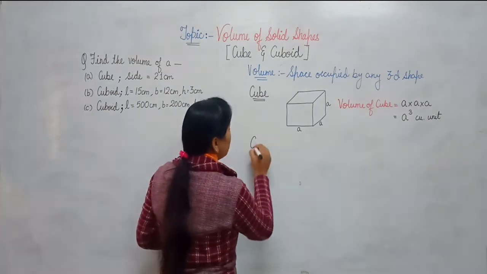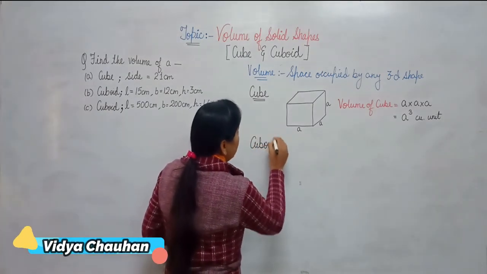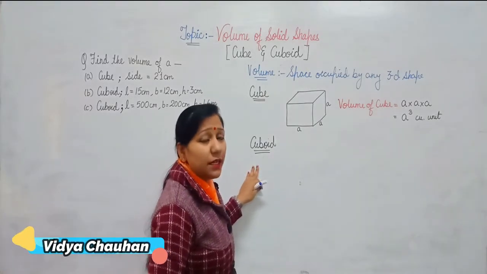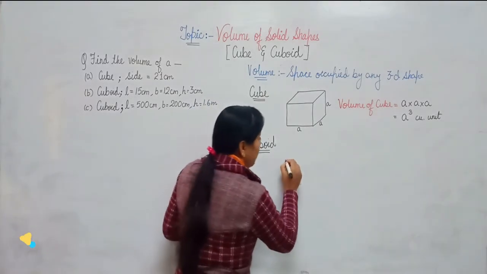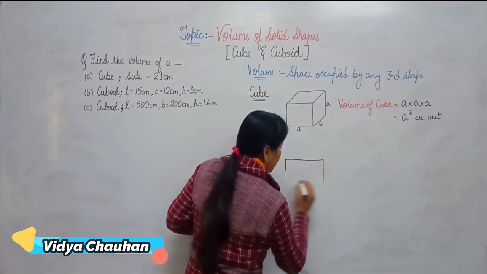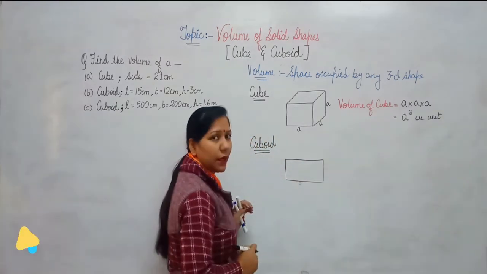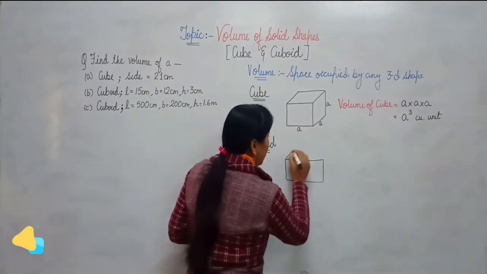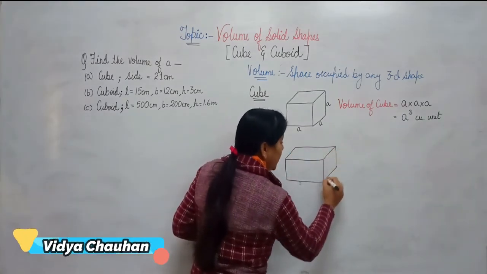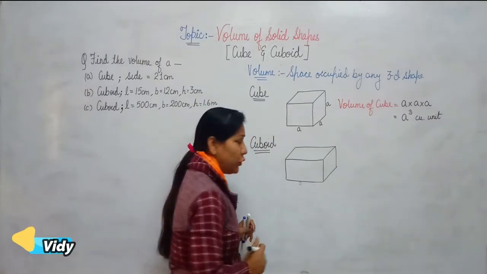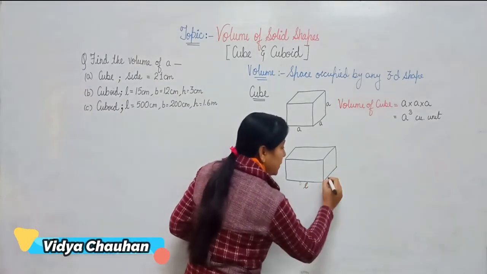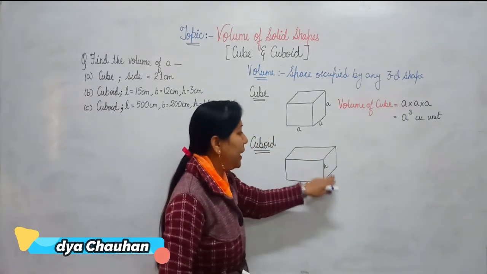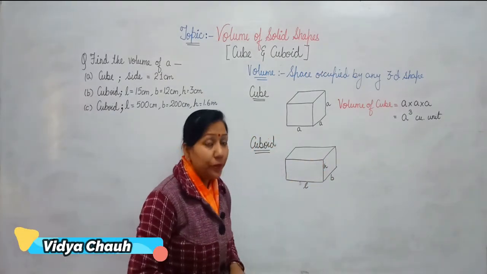Coming to the second shape, which is a cuboid. Since a cuboid is a modified version of the rectangle, a 2D shape, I will start drawing a cuboid from the shape of a rectangle. In this rectangle, as you know, only the opposite sides are equal. Now modifying it into a 3D shape, this becomes a cuboid in which there is a length, a breadth and a height.